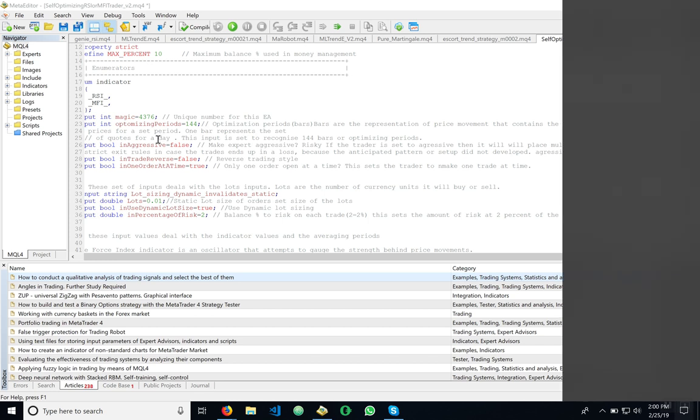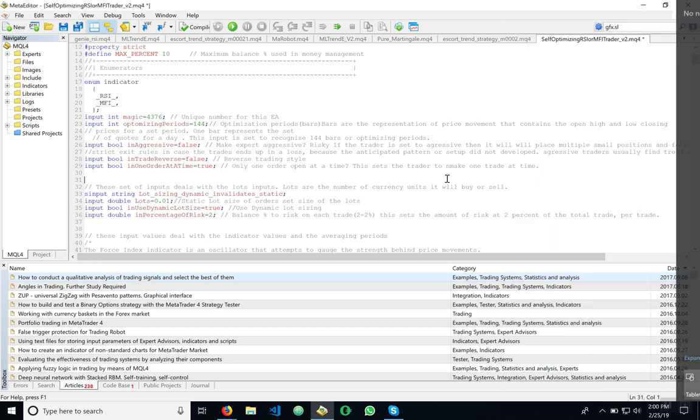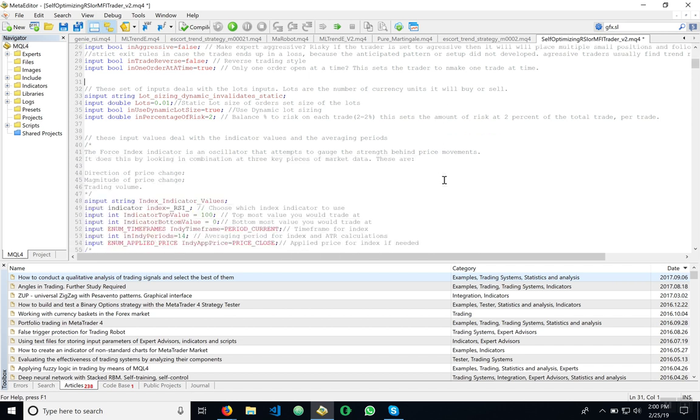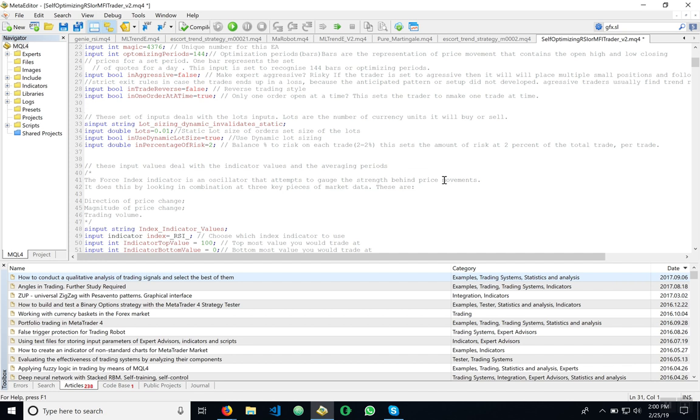So we look at the aggressive feature of the input. It's set to false along with trade reverse. But an important feature of this EA is that it does one order at a time. Let's move on to the next set of inputs.